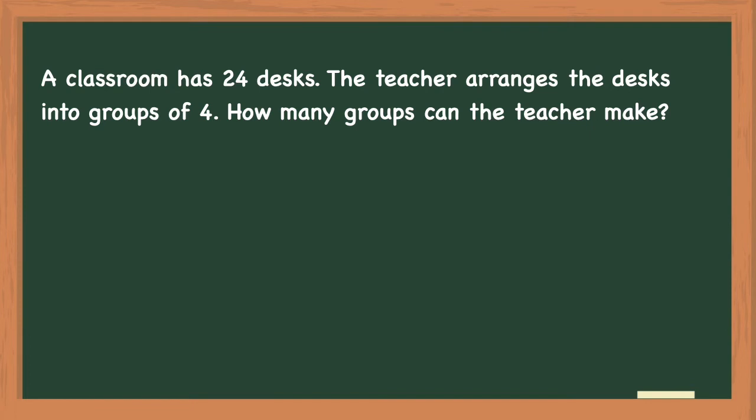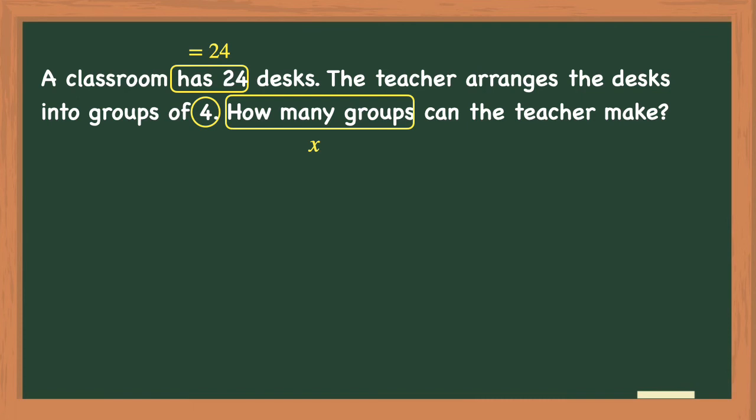Let's look at this problem again, and this time we'll box and circle the information that will help us create the algebraic equation. A classroom has 24 desks. The phrase has 24 translates into equals 24. The teacher arranges the desks into groups of 4. How many groups can the teacher make? This phrase, how many groups, will represent the variable or the unknown value. Let's just use the variable x. The circled value of 4 represents the number of desks in each group.